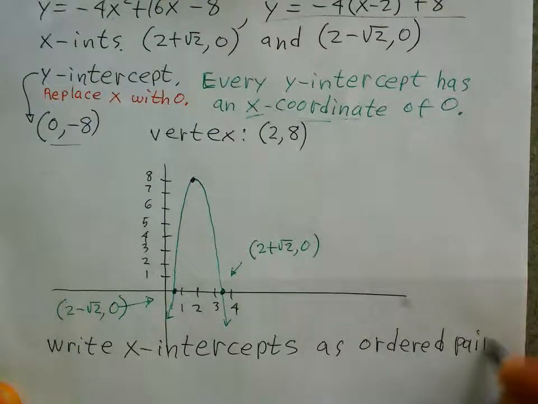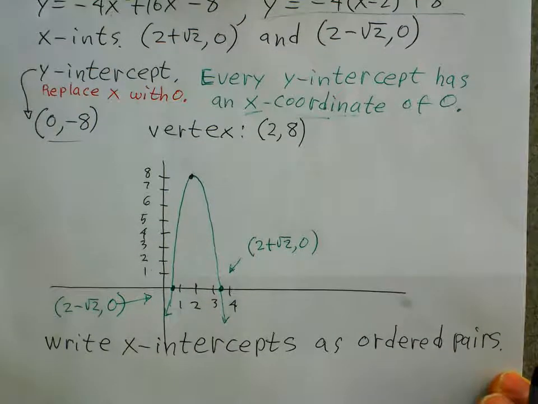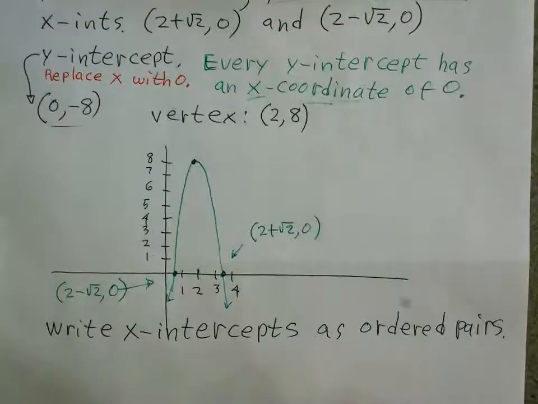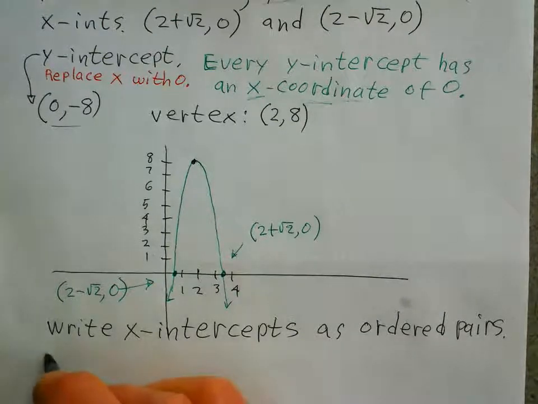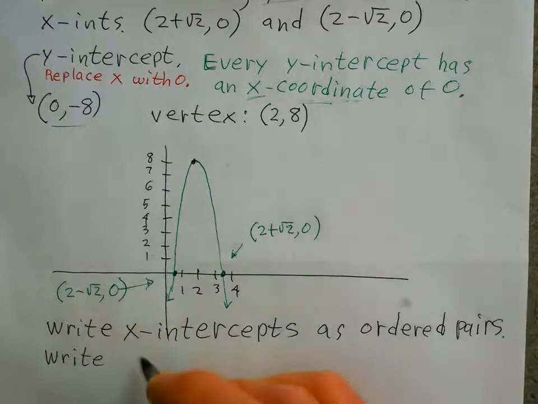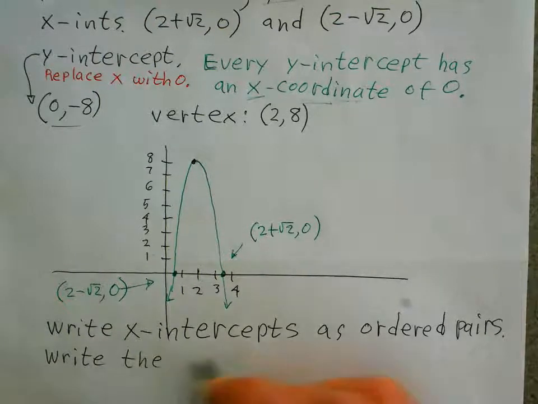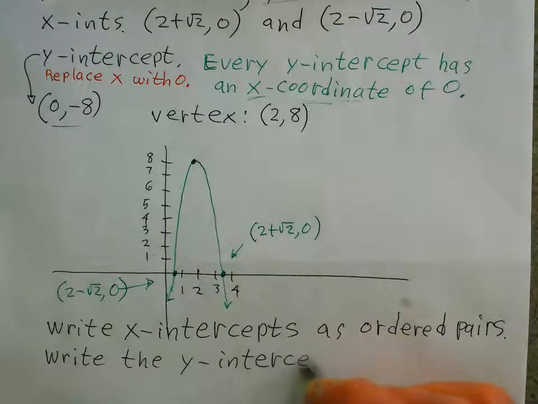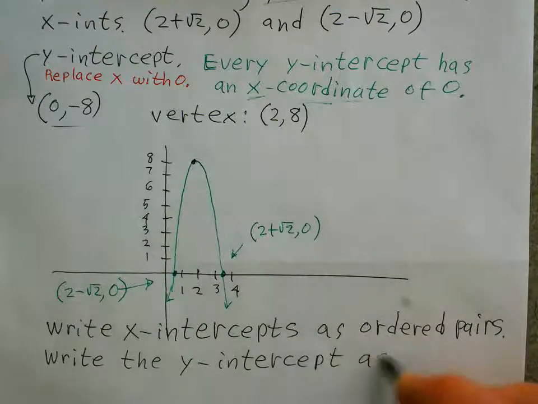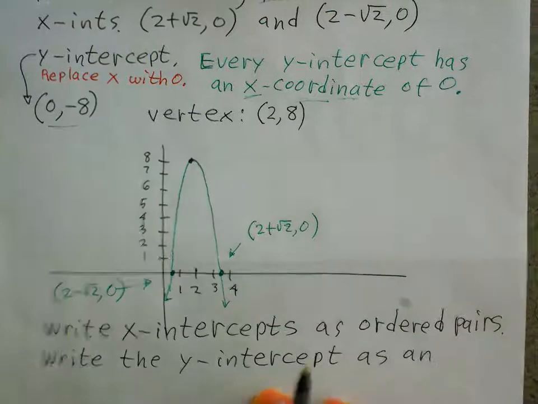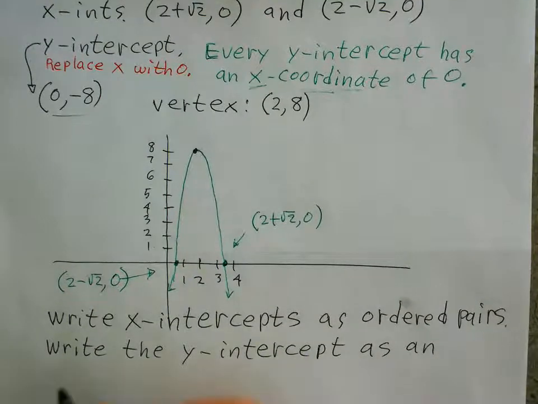An ordered pair has both an x-coordinate and a y-coordinate. Well, y-intercepts are also ordered pairs, so write the y-intercept as an ordered pair.